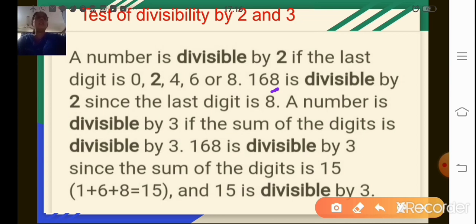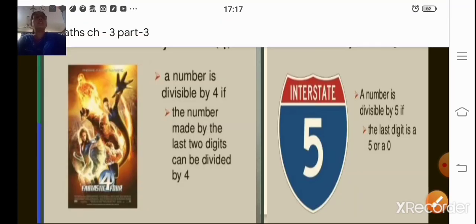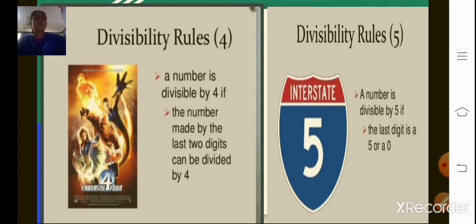Now when do we say a number is divisible by 3? If the sum of the digits is divisible by 3. If you take the number 168, 1 plus 6 plus 8, the sum is 15. Now this 15 is a multiple of 3, or you can say 3 fives are 15. Correct? 15 is easily divisible by 3. So we can also say that 168 is divisible by 3.